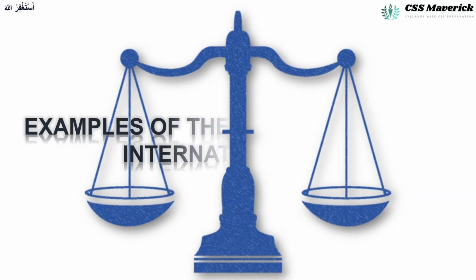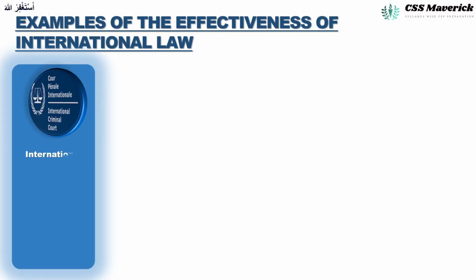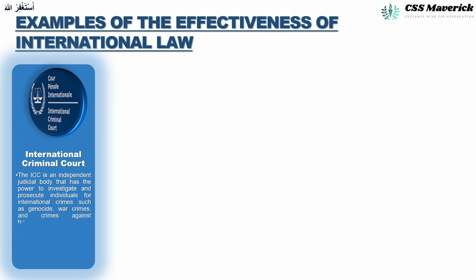Now coming over to the examples of effectiveness of international law, which are the International Criminal Court. The ICC is an independent judicial body that has the power to investigate and prosecute individuals for international crimes such as genocide, war crimes, and crimes against humanity. Its existence and activities demonstrate the effectiveness of international law in holding individuals accountable for their actions.